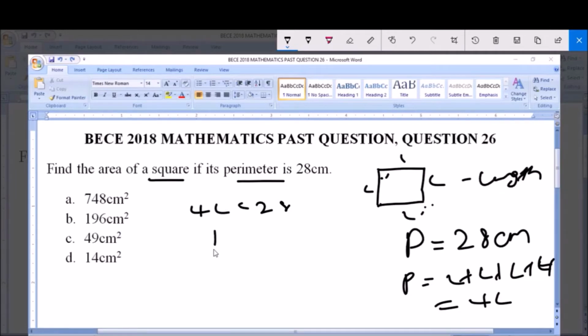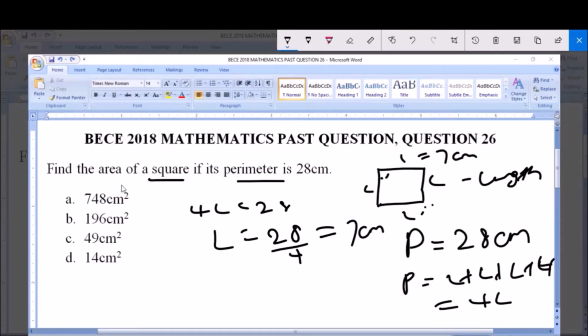Now L, which is the length, is equal to what? 28 all over 4, and this is equal to 7 cm. So each of the sides of this square is 7 centimeters. Remember, the perimeter is 28 centimeters, and the perimeter is the sum of the length of each side of the square. And since perimeter is equal to 28 cm and perimeter is equal to 4L, we now see that 4L is equal to 28, and from there we got that L is equal to 7 centimeters.